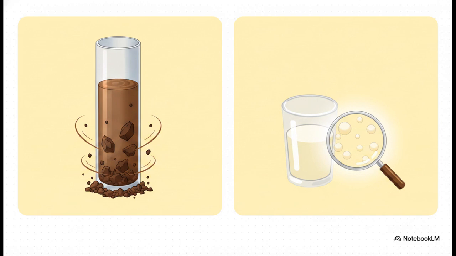But then you have colloids, like milk. Colloids sit right in the middle, between 1 and 1,000 nanometers. Their particles are just small enough to remain permanently suspended and quite stable, so they won't settle out, and you absolutely cannot separate them with simple filter paper.